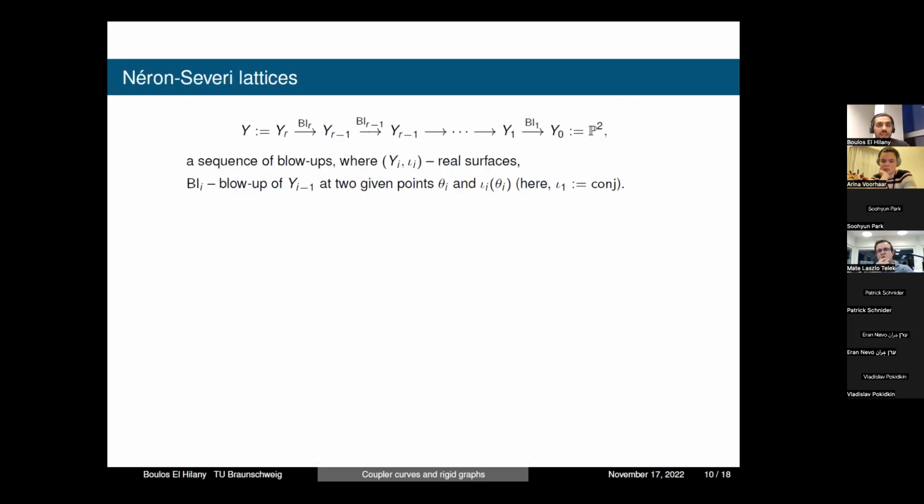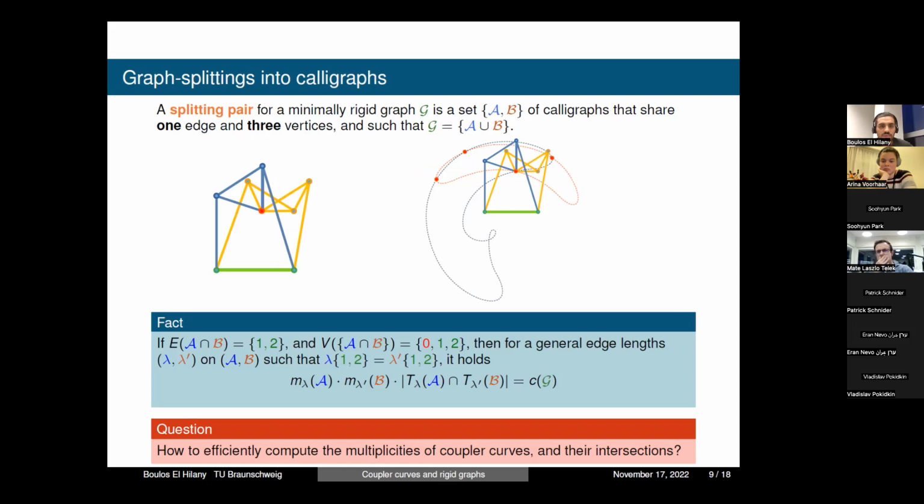Yes, so here I'm going to introduce some concepts from algebraic geometry. I'm not going to go very technical, but if you have questions, please let me know.